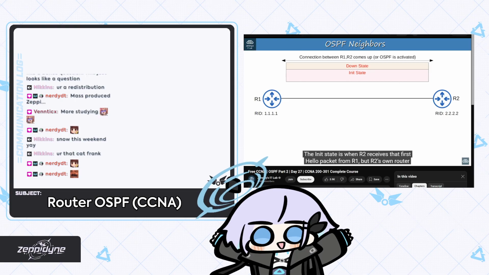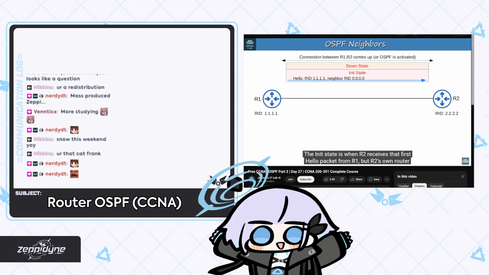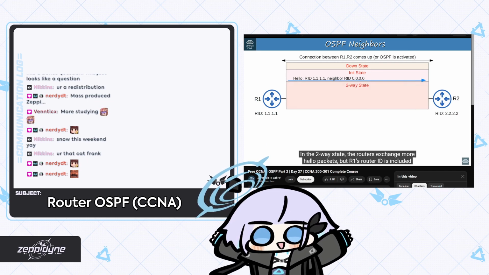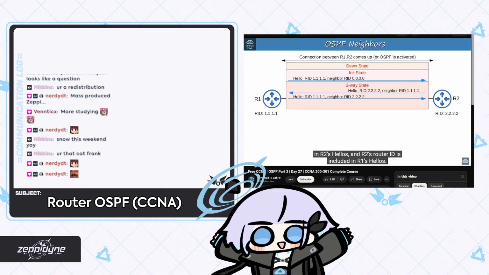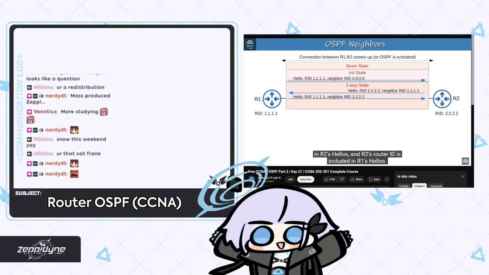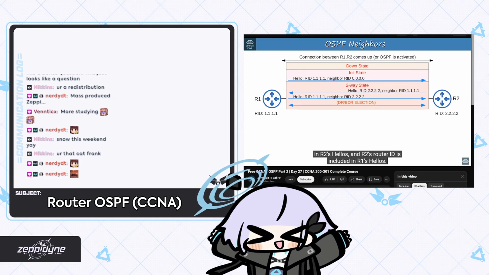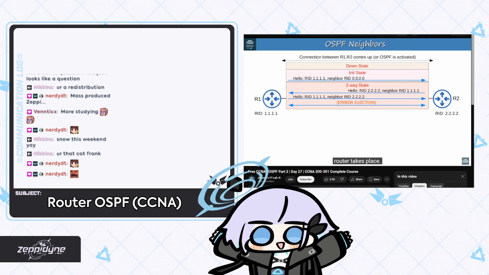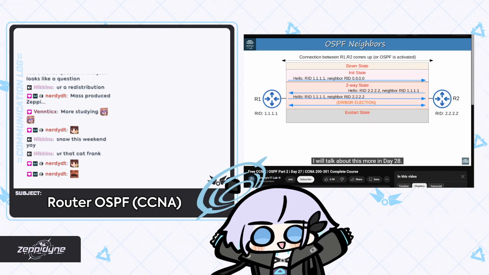Let's assume that R1 sends the first hello packet. The init state is when R2 receives that first hello packet from R1, but R2's own router ID isn't in the packet yet. In the two-way state, the routers exchange more hello packets, but R1's router ID is included in R2's hellos, and R2's router ID is included in R1's hellos. In some kinds of OSPF connections, an election for the designated router and backup designated router takes place. I will talk about this more in day 28.